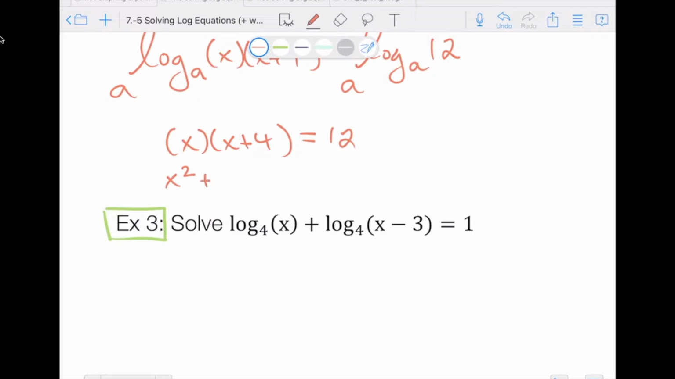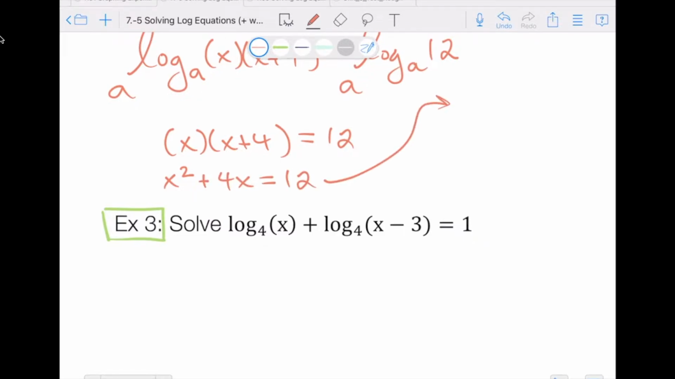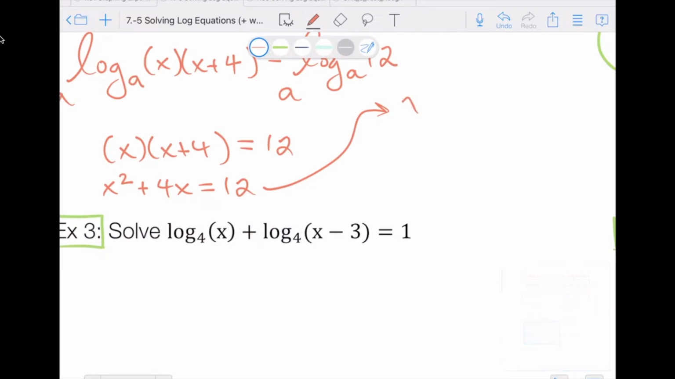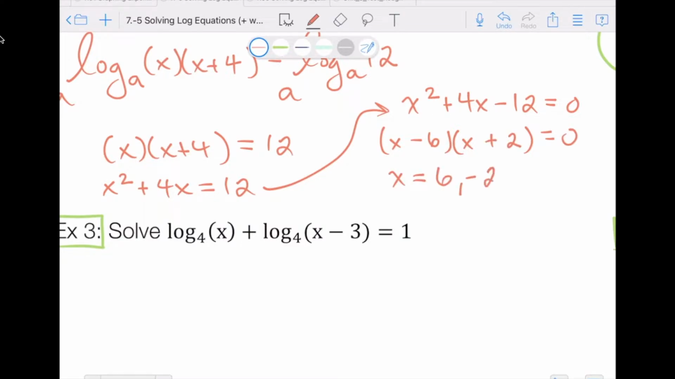So we've got x squared plus 4x is equal to 12. We're dealing with quadratics here, so we move everything to one side and get x squared plus 4x minus 12 is equal to 0. Here we factor. This has to be an x and an x. We need what multiplies to negative 12 and adds to 4. So negative 6 and positive 2 would be our solution.